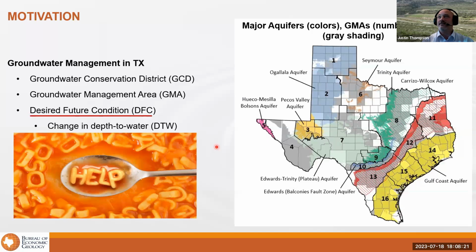Okay, well, if you take nothing else from this little crash course on groundwater management, just recall that our groundwater conservation districts are our primary regulatory entities. If you want to drill a new groundwater well and you need a permit, this is who you go to. And they manage the aquifer within their jurisdiction according to these desired future conditions, which are most frequently a change in water levels over time. It's really all you need to remember. Okay, so with that crash course out of the way, let's return to the question at hand.